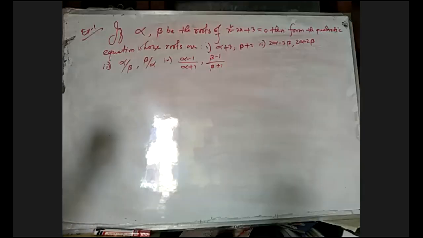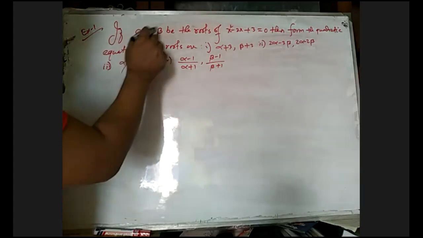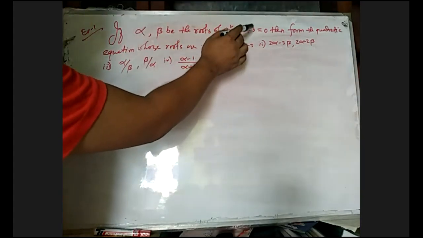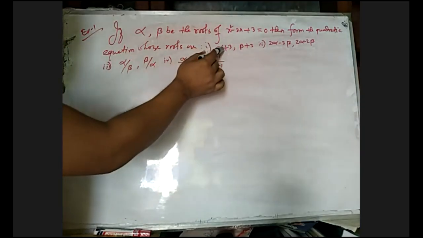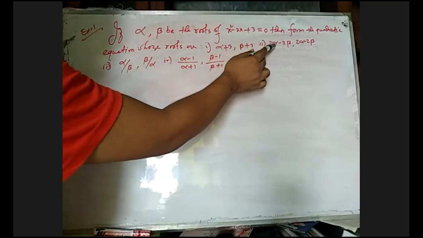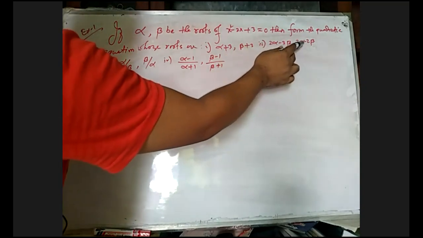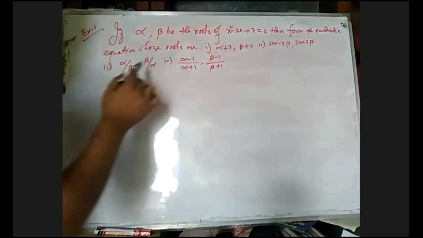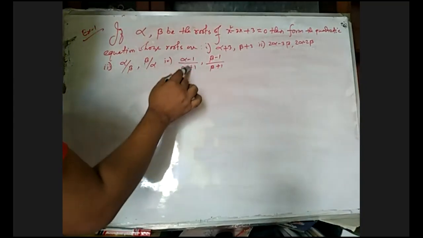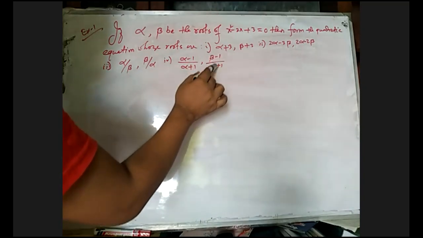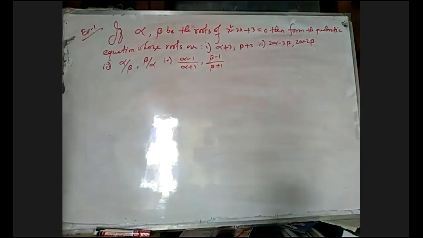So for example 1, if alpha, beta are the roots of x square minus 2x plus 3 equals 0, then form the quadratic equation whose roots are: first, alpha plus 3 and beta plus 3; second, 2 alpha minus 3 beta and 3 alpha minus 2 beta; number 3, alpha by beta and beta by alpha; number 4, alpha minus 1 divided by alpha plus 1, beta minus 1 divided by beta plus 1. We have to form the quadratic equation using this example.